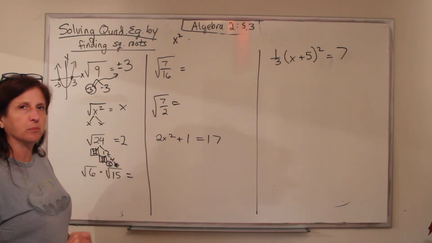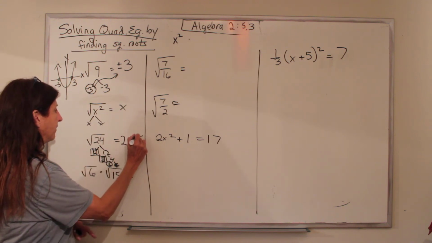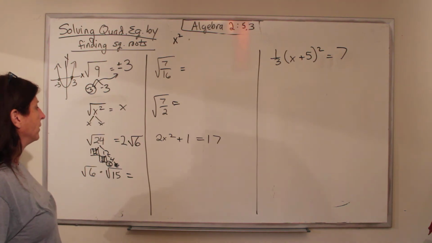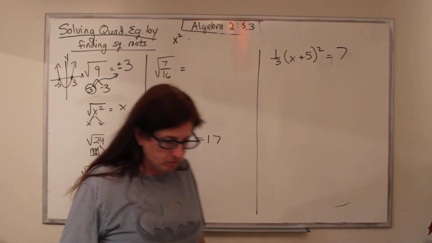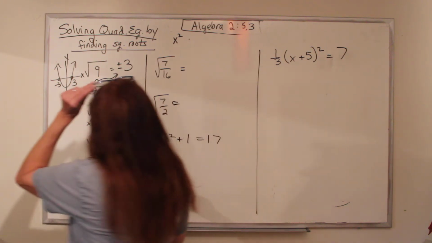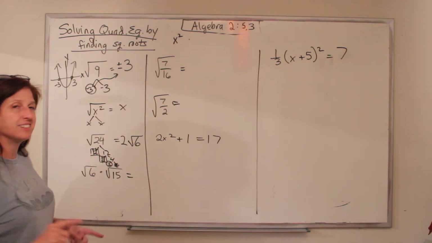Draw a little box around them with some jail bars. And they get multiplied back together and they have to stay in jail. 2 times 3 is 6. So the square root of 24 is 2 times the square root of 6. Your book does it a different way. Do it this way. My way's the best. Because it talks about Batman.